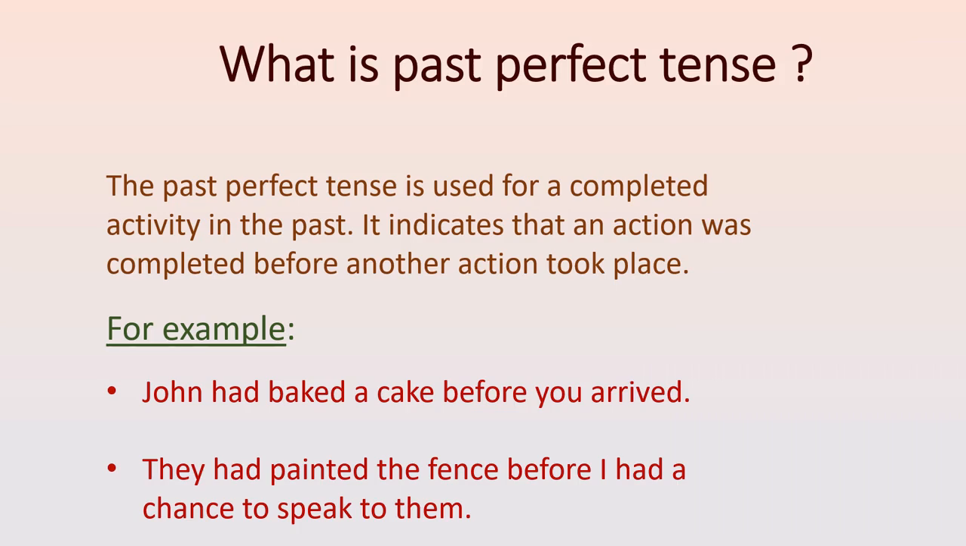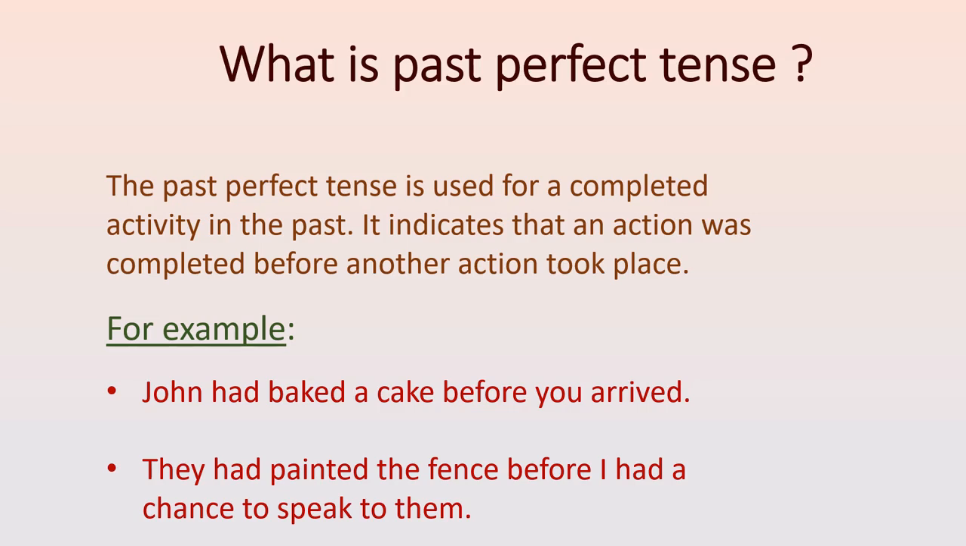Past perfect tense. The past perfect tense is used for situations that were completed in the past. It indicates an action that was completed before any other action took place. It means they indicate the sequence of the actions that were completed in the past.